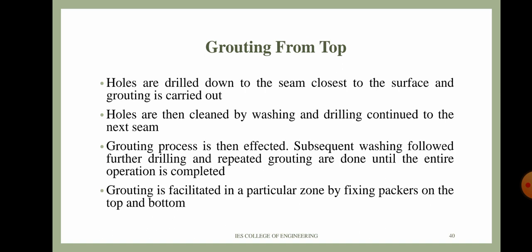And second one is grouting from top to bottom, that is the up to down condition. In this method, holes are drilled down to the seam closest to the surface and grouting is carried out. Holes are then cleaned by washing and drilling continued to the next seam. Grouting process is then effected. Subsequent washing followed by further drilling and repeated grouting are done until the entire operation is completed. Grouting is facilitated in a particular zone by fixing packers on the top and the bottom of the grouting.